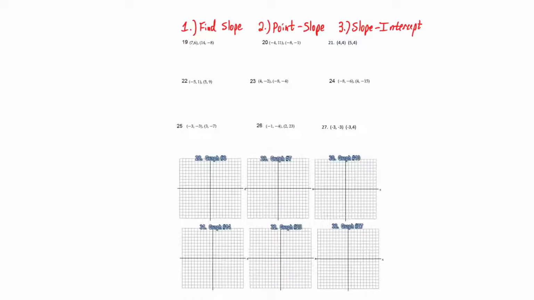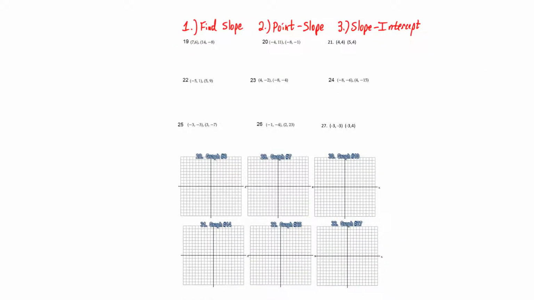And then on these last ones here, so like on number 28, it says graph number 3. So what you're going to do is go back to problem number 3, and you're going to graph that equation from problem number 3. Number 29, you're graphing problem number 7. Number 30, you're graphing problem number 10. And you can see what's going on there. Okay?